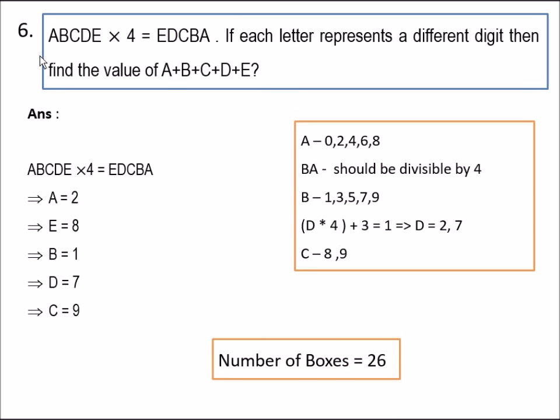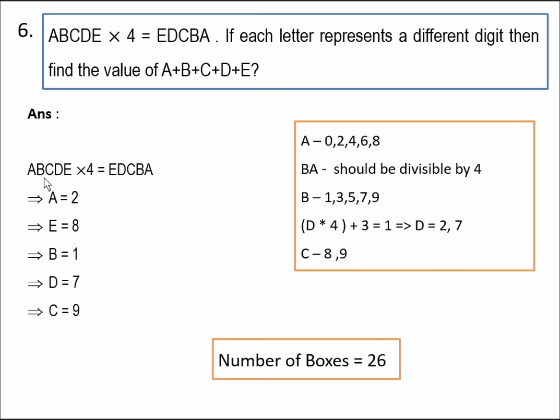And coming to the sixth question, ABCDE into 4 is equal to EDCBA. If each letter represents a different digit, then find the value of A plus B plus C plus D plus E. If a number is divisible by 4, then the last two digits should be divisible by 4. If a number is multiplied by 4, then the last digit can be 0, 2, 4, 6 or 8. So A can be 0, 2, 4, 6, 8, and BA should be divisible by 4. So B can be 1, 3, 5, 7, 9.